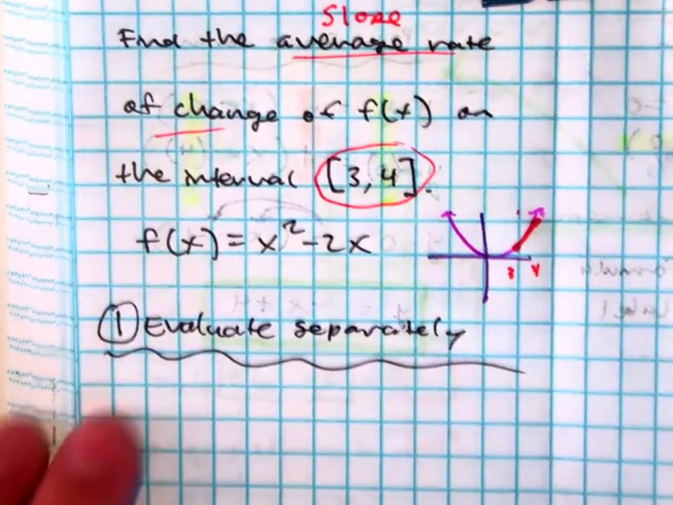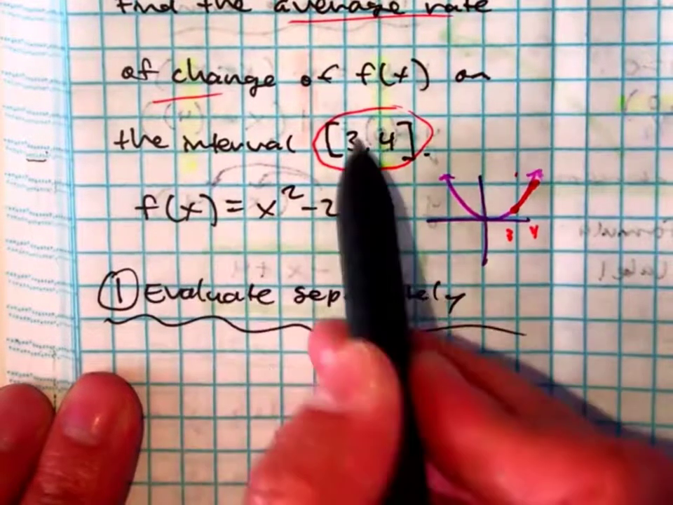What does that mean? I'm going to take my function and I'm going to put in 3 into my x value.